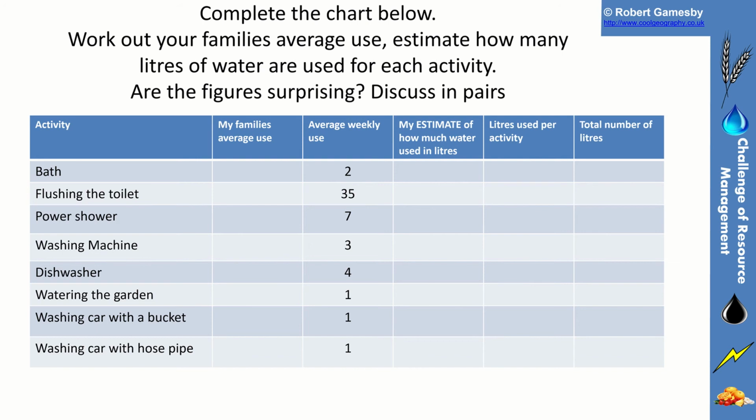Now, your first activity is there. The table's on your worksheet. All you have to do is pop in what you think your family's average use is, how much of that water is consumed, how many litres used per activity, and then the total number of litres. So you can have a go at that.